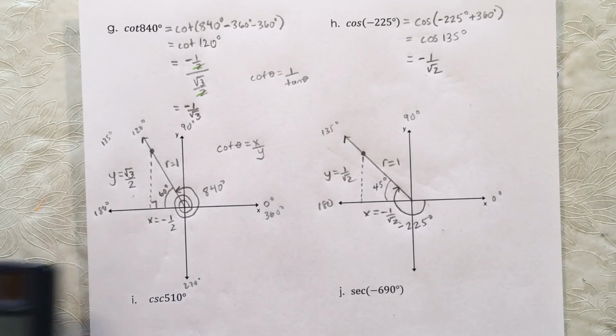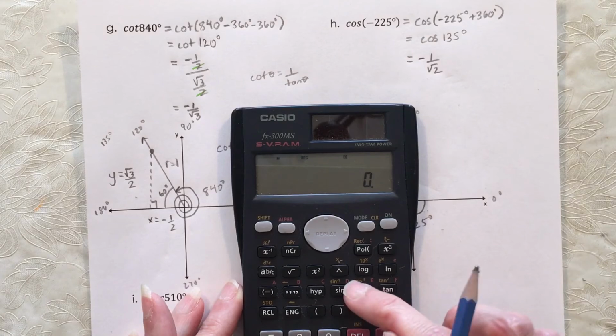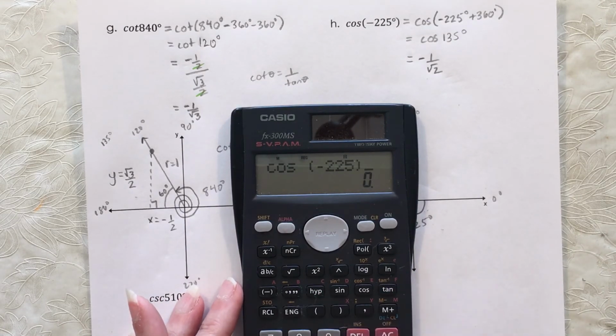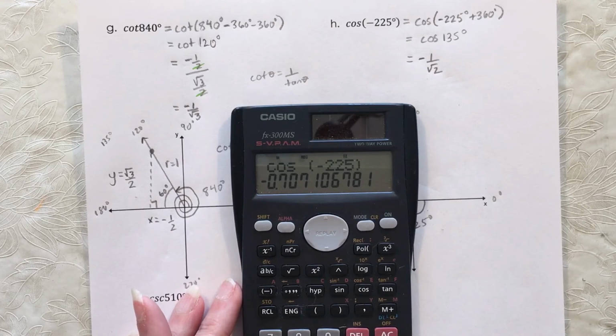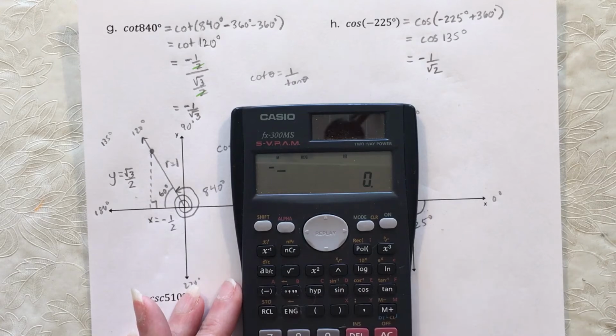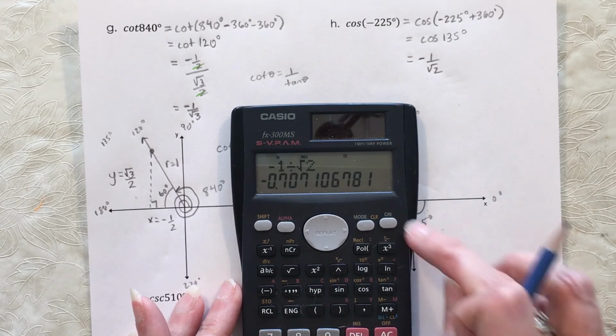Okay, and again, we can check it. So cosine of negative 225 gives negative 0.707106, and then negative 1 divided by the square root of 2 is the same.